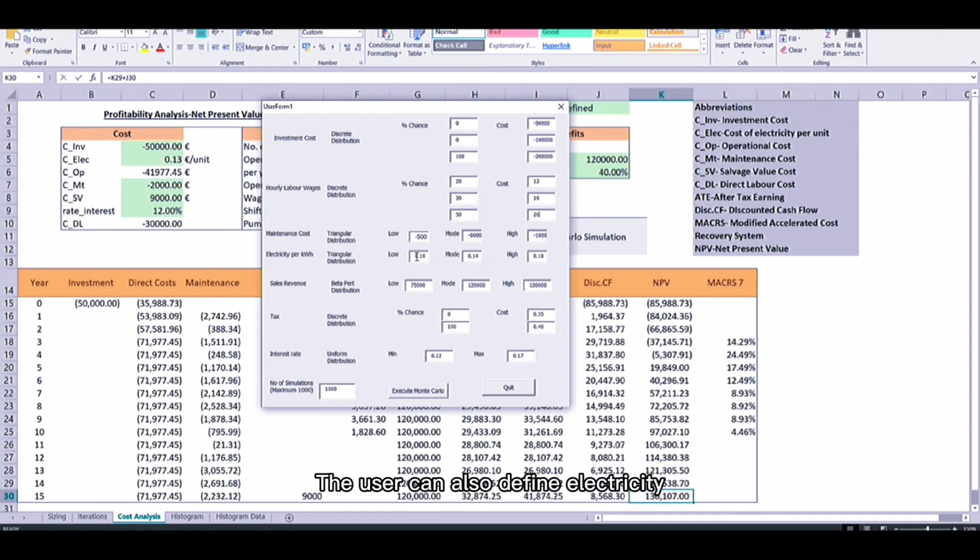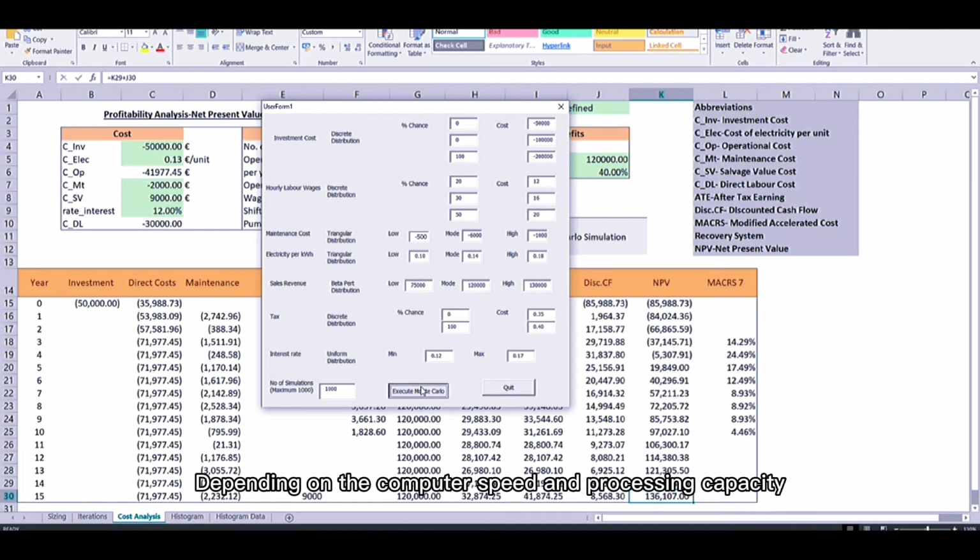The user can also define electricity costs depending on the geographical location. The sales revenue can also be defined depending on the past history of the company. The taxes paid by the company can also be defined here, and the interest rates can also be assumed. Once all the relevant factors have been assumed or entered, the user can click on Execute Monte Carlo.